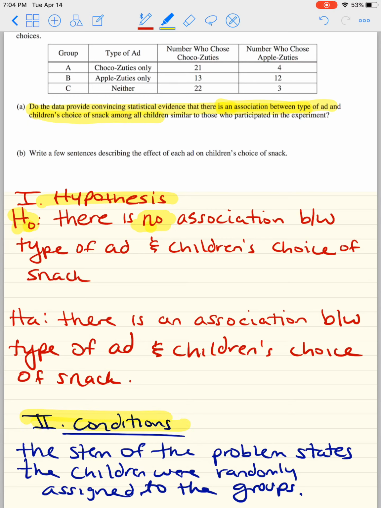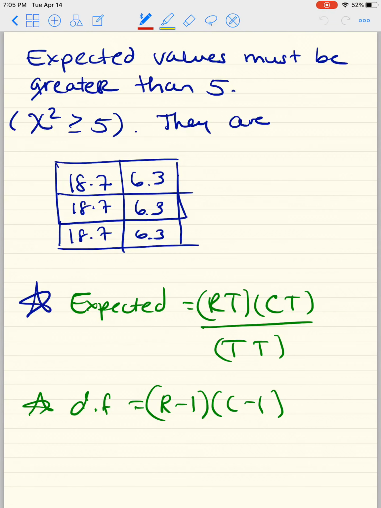This is not a normal distribution. You have to remember that chi-squared looks like this guy here. He's skewed to the right. There's much more data on the left. Okay, so the stem of the problem states the children were randomly assigned to the groups. And now the second part. I just finished saying that it is not a normal distribution. So the second part is the expected values must be greater than 5.